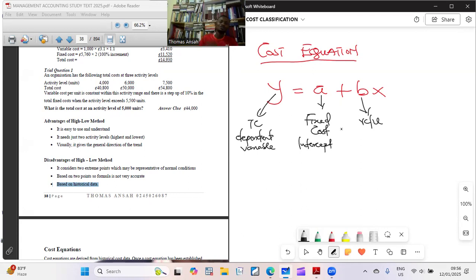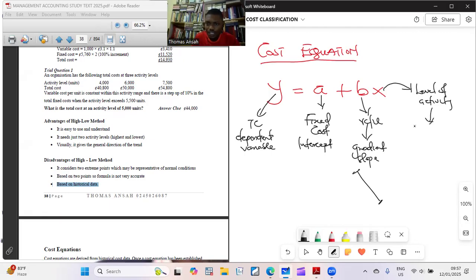So look at it, b is multiplied by the level of activity. So b is the gradient. Let's call it the gradient, the slope, which is like this. So it has a higher point, it has a lower point. Then the x is the level of activity, which of course is an independent variable.